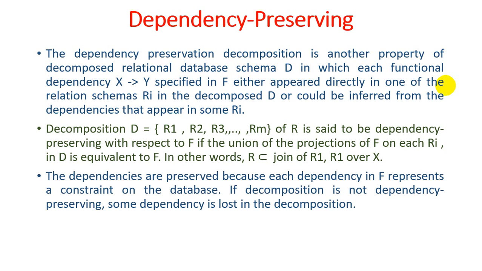The dependencies are preserved because each dependency in F represents a constraint on the database. Because if we mention the constraint, then a dependency should be generated. If we never mention any kind of constraint, then all the attributes work independently. If the decomposition is not dependency preserving, some dependency is lost in the decomposition. So we can say that the dependencies are preserved because each dependency in F is a constraint on the database.